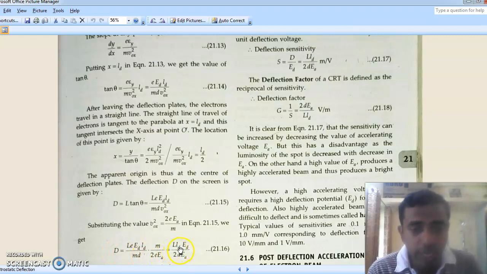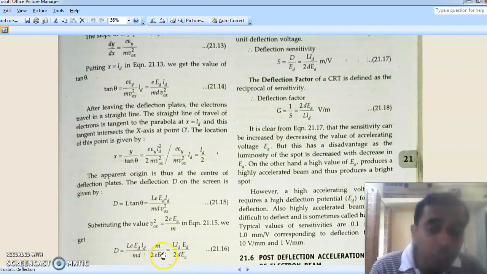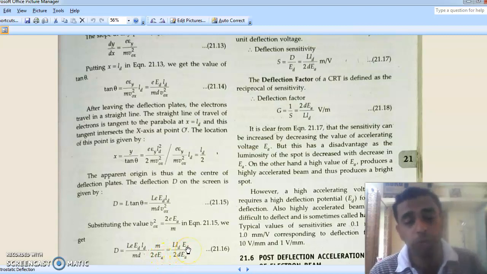So L remains constant, l_d remains constant, 2 is a constant, d is a constant, the acceleration potential E_a, that is 1500 volt, is again a constant. So we can see that D is directly proportional to E_d. So it's a linear relationship. So the deflection is linearly dependent on the deflection potential E_d. So if I keep E_d constant, I'll get the constant deflection. As it's a linear relationship, if I vary the value of E_d, then the deflection also varies linearly along with the deflection potential. That is a very important point. Okay, so this is the theory and the basics behind the deflection system. Okay, thank you.